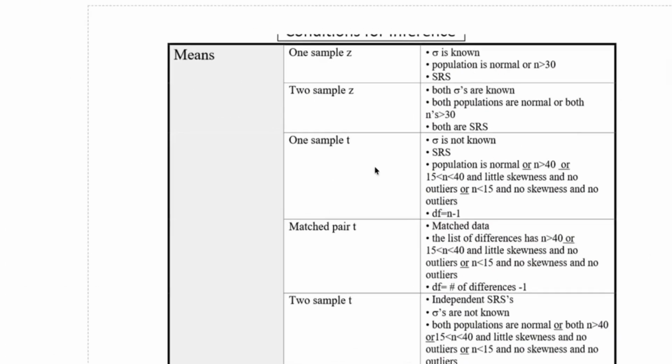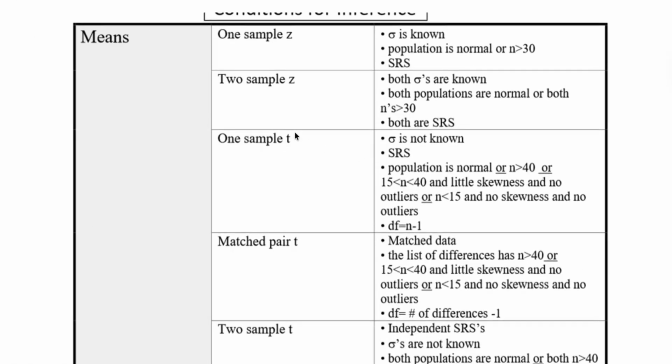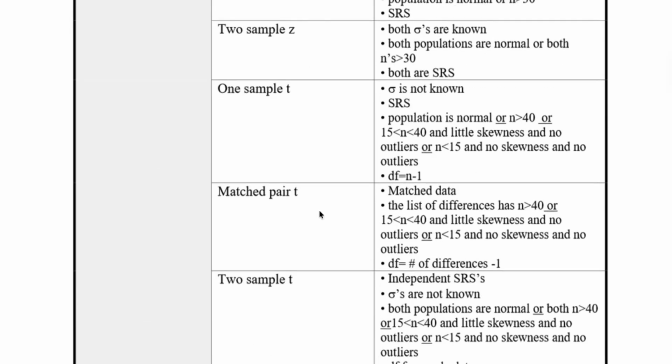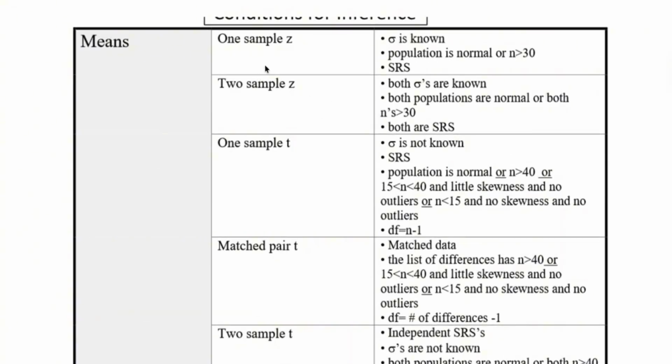And here is a chart that summarizes everything again, with some additional requirements. For the means, we have these situations. For 1 sample z, we have to check these conditions. First, data is known, population is normal, or n is greater than 30, SRS. For 2 sample z, both data are known. Both populations are normal, or both n's greater than 30. Both are SRS.